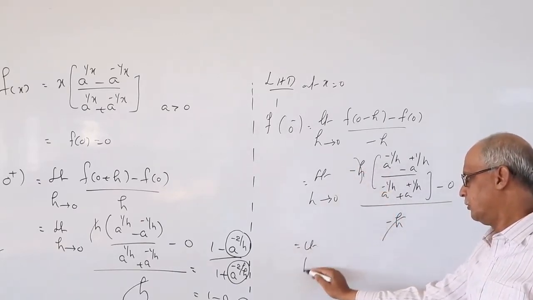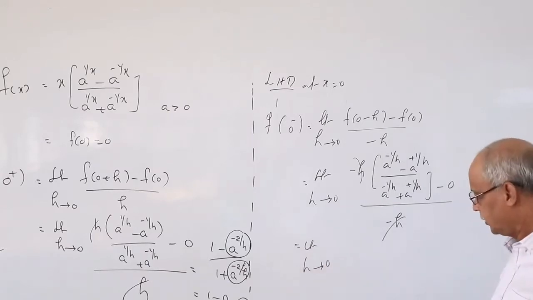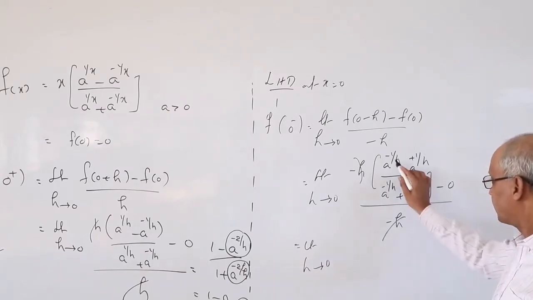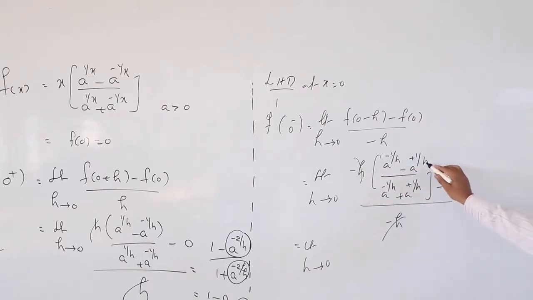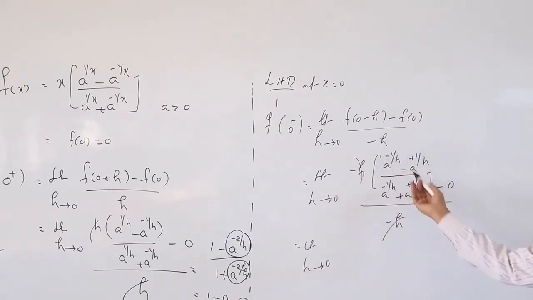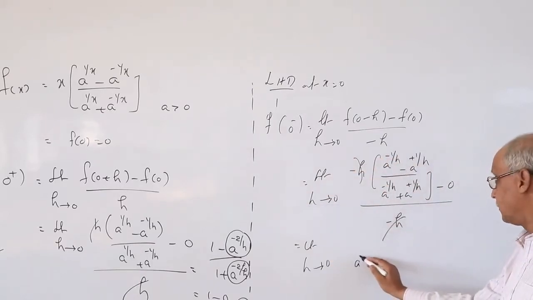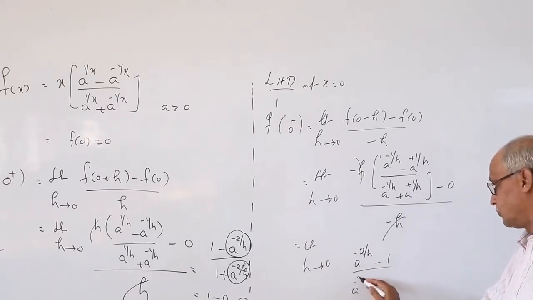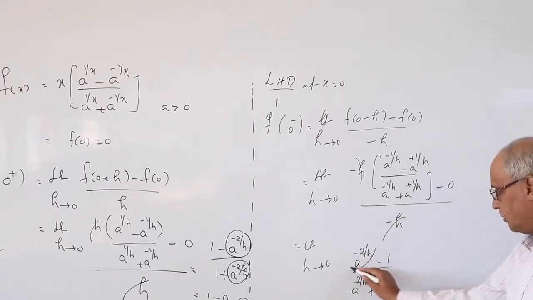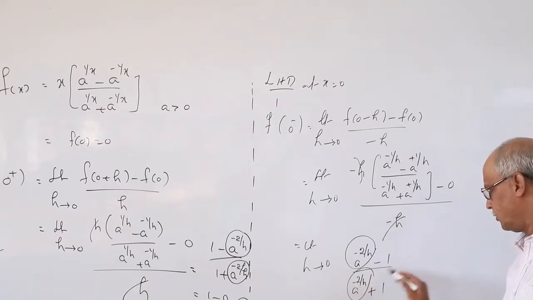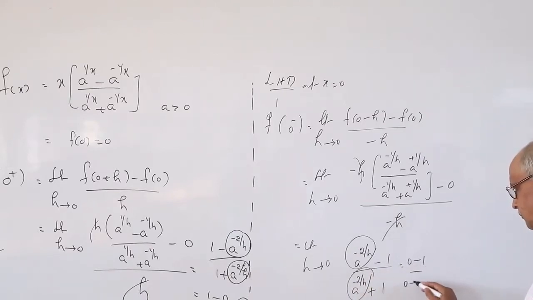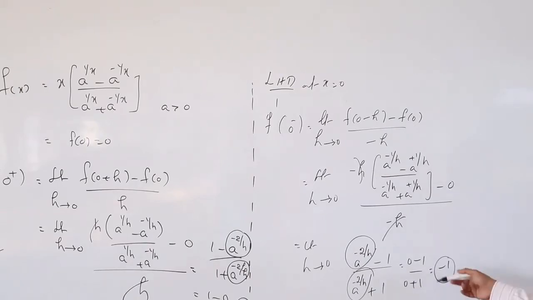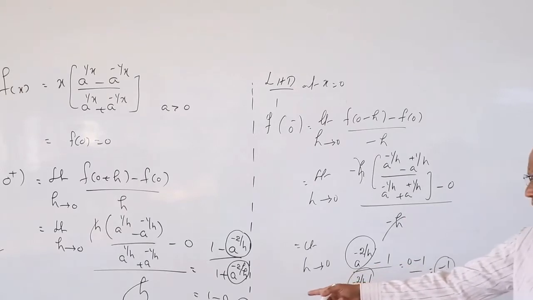As h tends to 0, now we need minus only, so divide with this. Actually the process is the same but reversed: minus 2 by h first. This element is 0 and this is also 0. So we get minus 1. What is implied? The left derivative is minus 1 and the right derivative is 1.